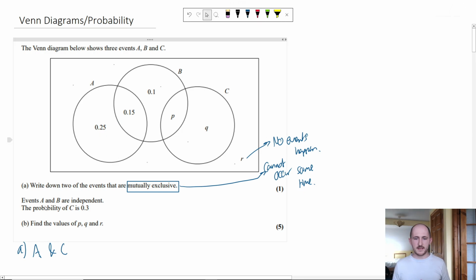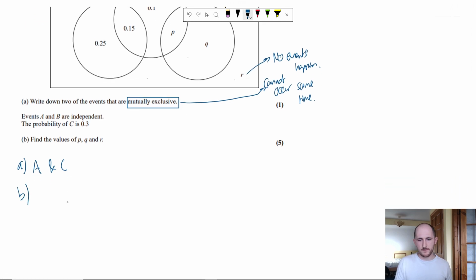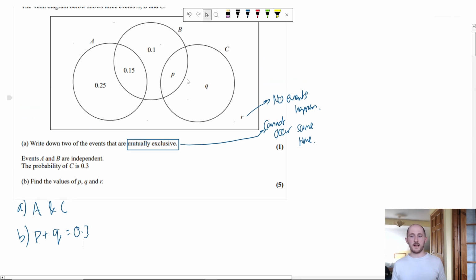For the next part, it says events A and B are independent of each other, and the probability of getting C, which means in this case P plus Q, is equal to 0.3. So we have to find out the values of P, Q, and of course R as well. So what's the easiest thing to start with? It's definitely the part P. Okay? And what we're going to do is use this thing here. Events A and B are independent of one another.